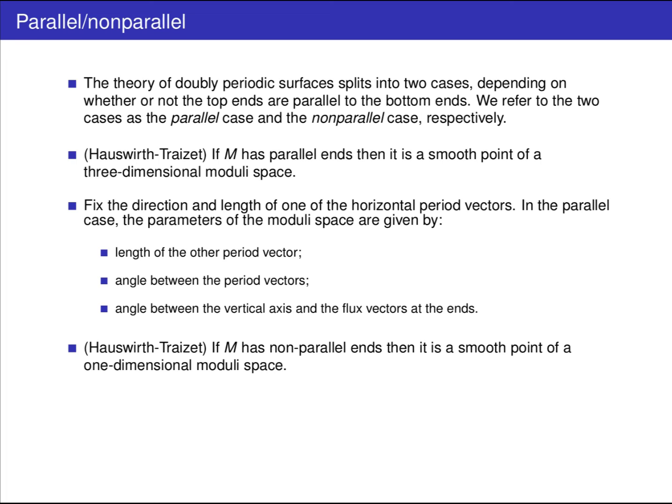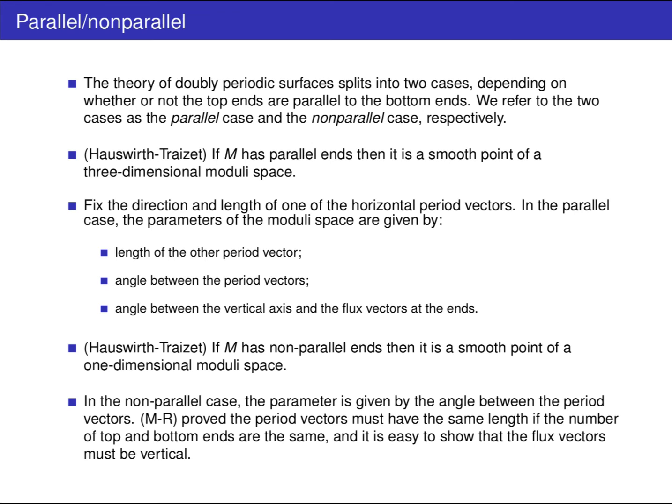Also due to Hauswirth and Trizet, if M has non-parallel ends, then it is a smooth point of a one-dimensional moduli space. In the non-parallel case, the parameter is given by the angle between the period vectors. Meeks and Rosenberg proved the period vectors must have the same length if the number of top and bottom ends are the same. And it's easy to show that the flux vectors must be vertical.